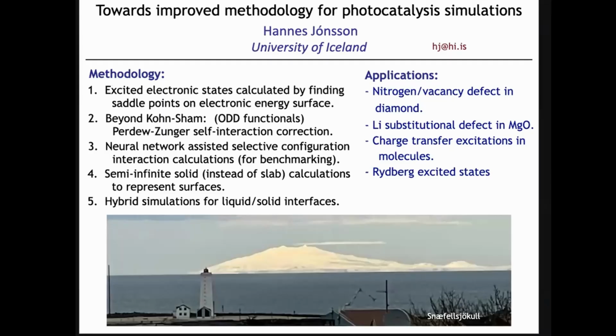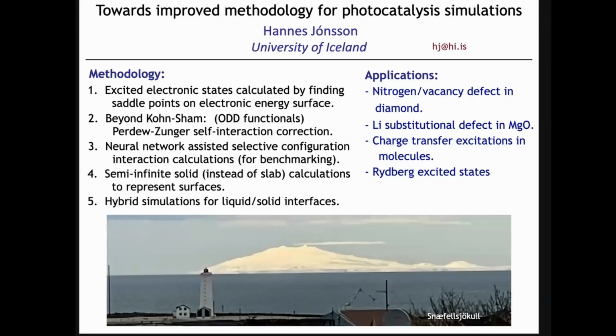The applications I'm going to mention are the nitrogen vacancy defect in diamond, which is being used for various quantum technologies and is promising even for quantum computing possibly. And then the lithium substitutional defect in magnesium oxide. I'm going to talk about some charge transfer excitations in molecules. Of course, molecules are easier to benchmark things with. And then Rydberg excited states. Rydberg excited states are basically where electrons are very, very diffuse. And one could have a similar thing at surfaces, actually, excited states at surfaces. But here we're going to talk about molecules.